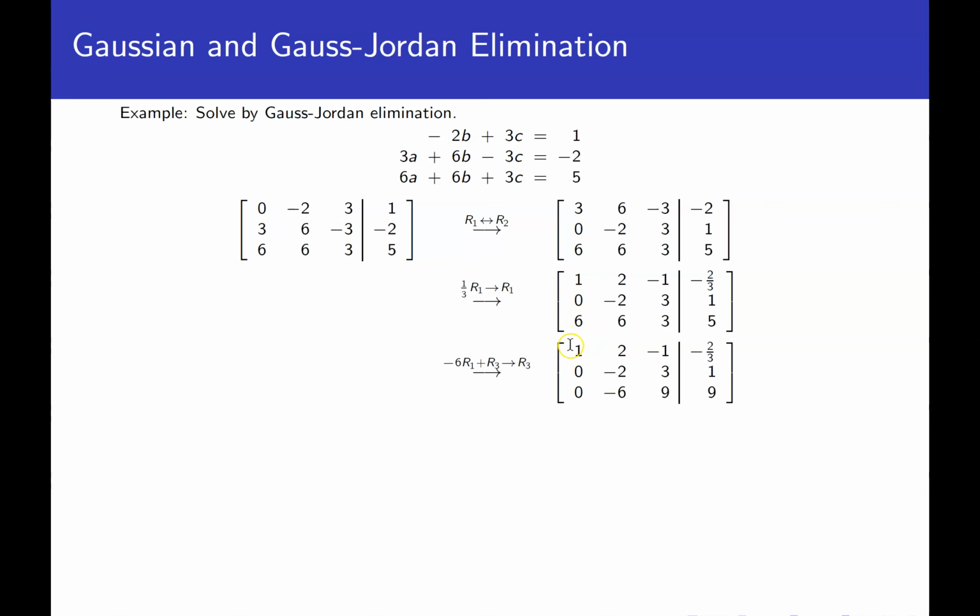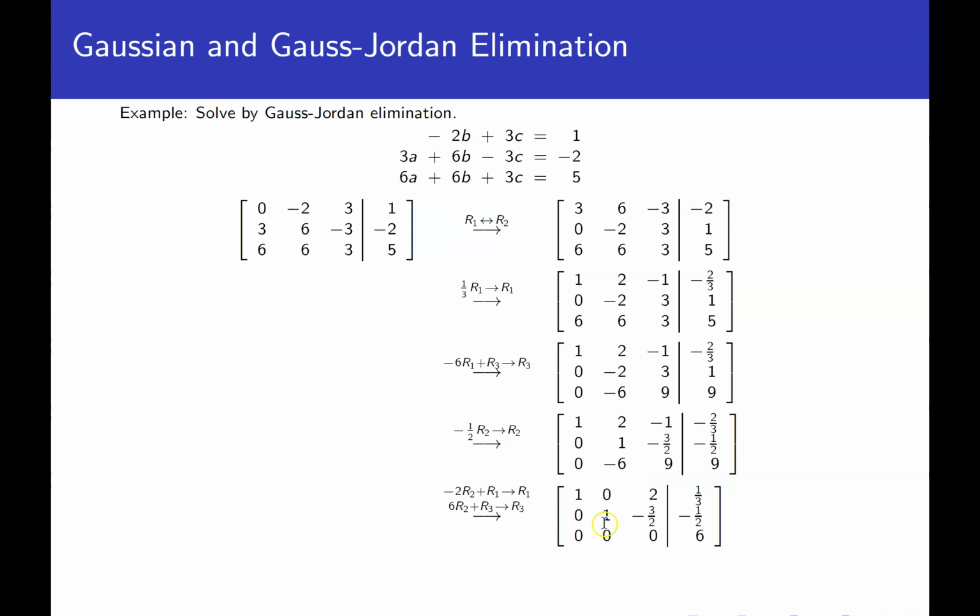For Gauss Jordan, I need to get zeros above and below this 1. So to get this 2 to be a 0, I'll multiply by -2 times row 2 and add it to row 1, replace row 1. To get this -6 to be a 0, we'll do 6 times row 2 added to row 3 and replace row 3. You can check that this is our answer.